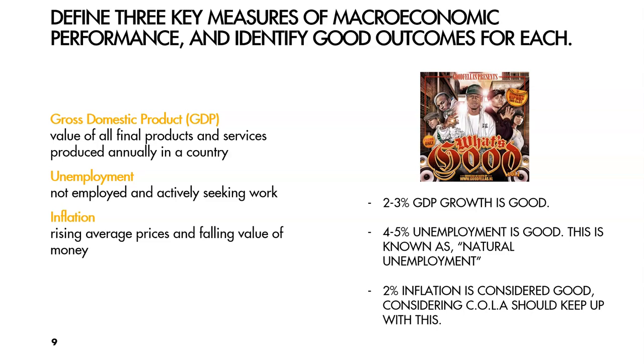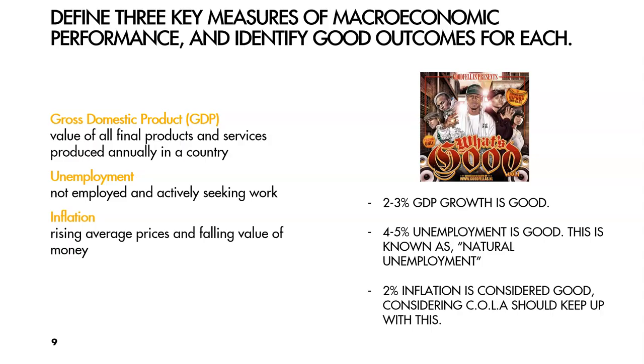So if an economy is doing well, this is what's good. If you have 2 to 3% growth, that's good. Every year you get a little bit better. Now, in terms of unemployment, 4 to 5% is considered good. I know a lot of you are saying, shouldn't everybody have a job? That's not the way the world works. There are just some people who aren't able to do that. So 4 to 5 is known as natural unemployment.